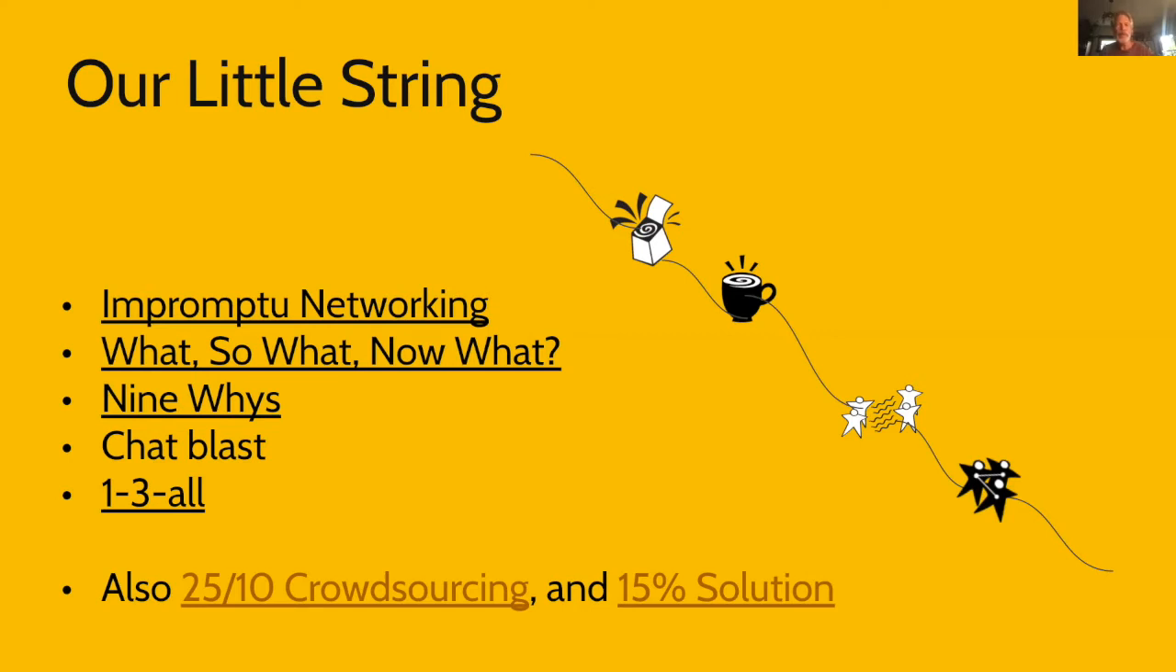We'll also mention 25/10 Crowdsourcing, which we're not gonna do, as a way of sorting through lots of people's ideas very quickly to get to actionable ideas to move ahead. And a 15% Solution, which is, this is an overwhelming action, but what are the 15% of things that I can do right now? And people can start moving, taking action, which opens you up to the adjacent possible every time you take an action statement, take a step forward.